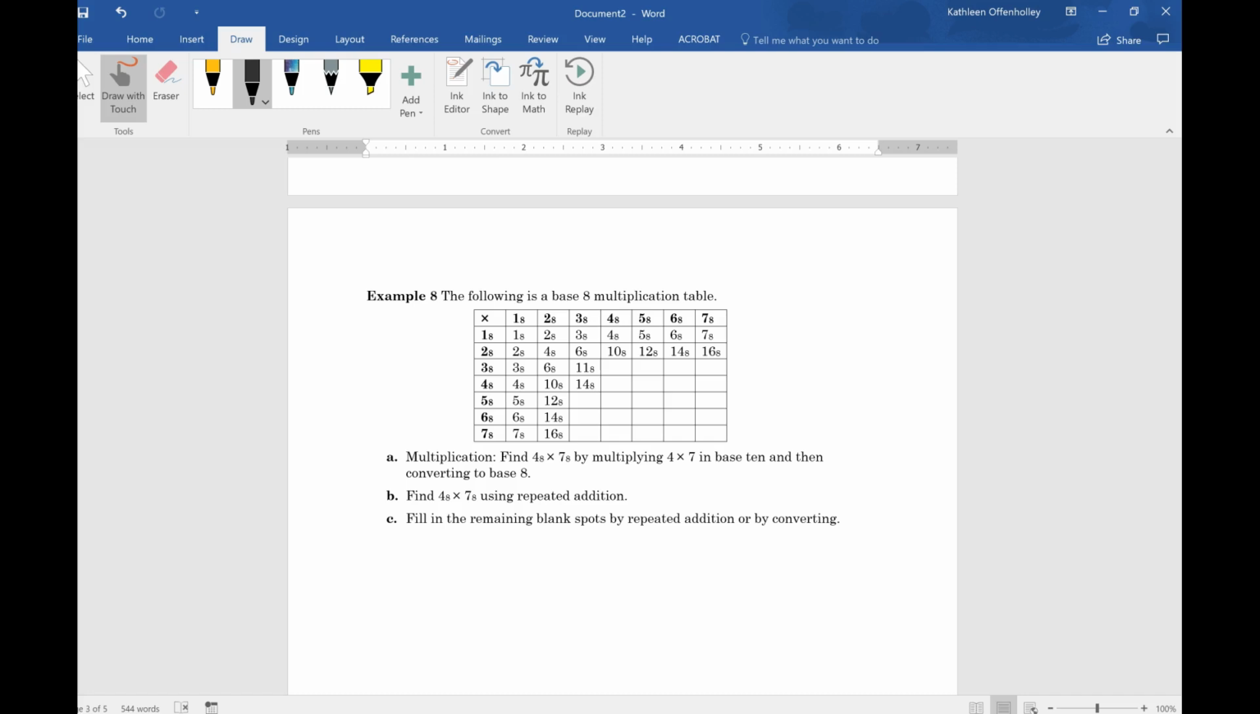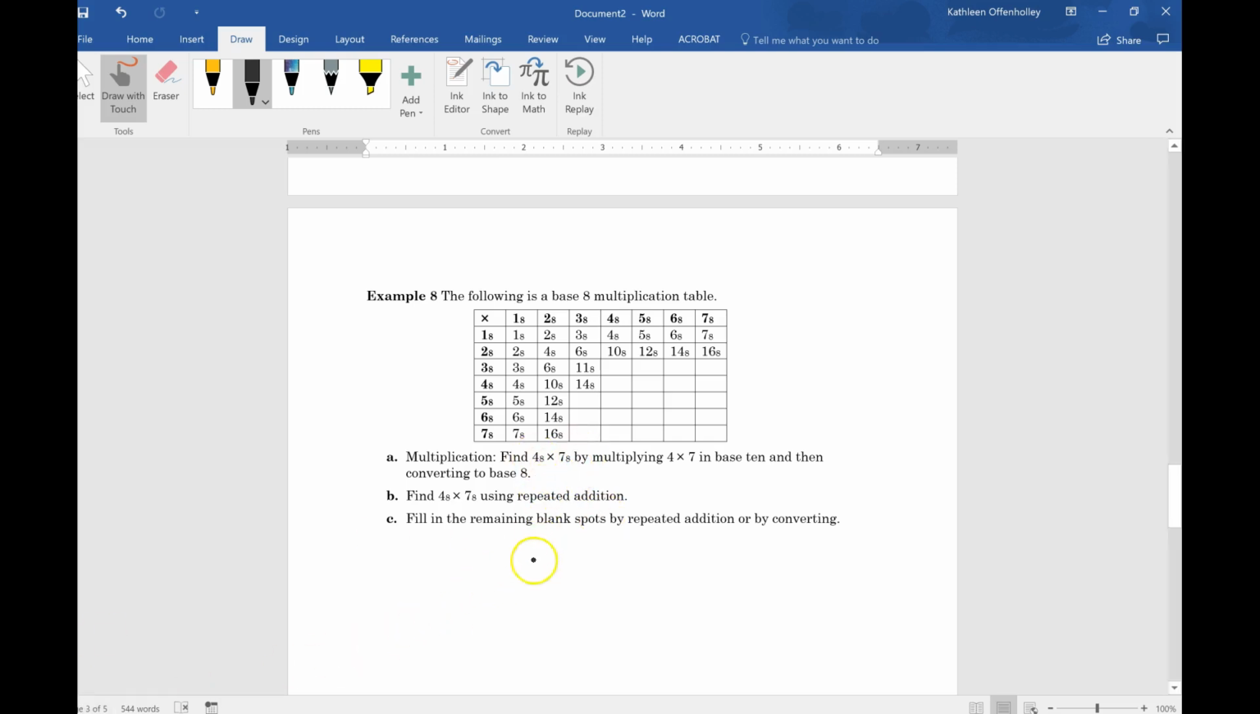All right, let's try this whole idea again, but in base 8. So let's start by finding a few more pieces of our multiplication table. Let's find 4 times 7 in base 8 by repeated addition and by converting, both methods. And let's see what else we can fill in the table.